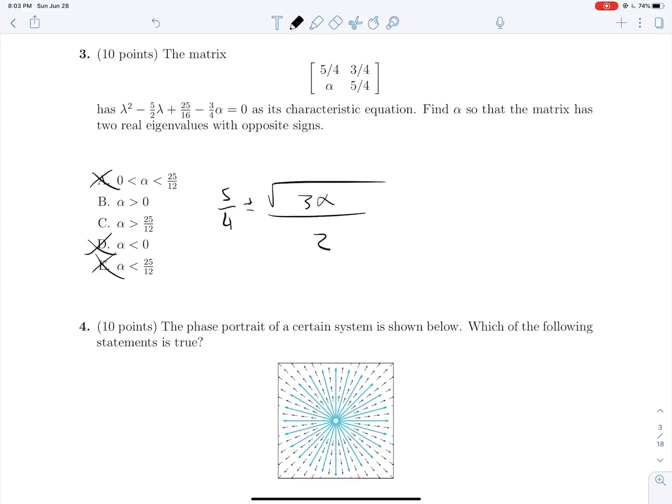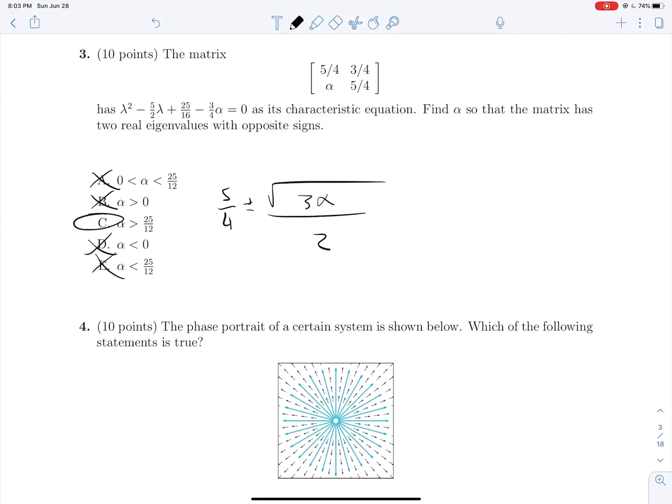But what about really, really small alphas? What if we plug in alpha equals 0.0001? Well, as alpha approaches 0, our eigenvalues are going to both approach 5 over 4 from opposite directions. So obviously we can't have really small alphas. So this guy is no good because it would include alphas like 0.001. What about C? Well, yeah, C is correct, but let's see why.